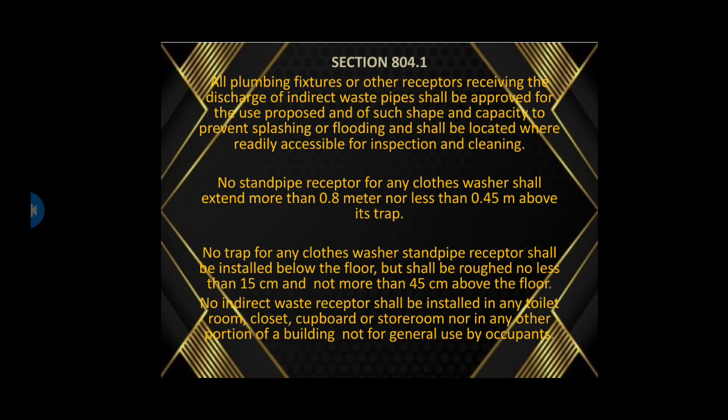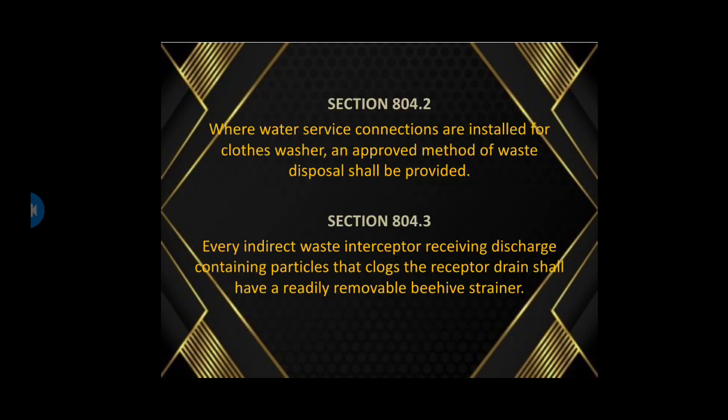No indirect waste receptor shall be installed in a toilet room, closet, cupboard, or storeroom, nor in any other portion of the building not for general use by occupants. Section 804.2. Where water service connections are installed for clothes washers, an approved method of waste disposal shall be provided. Section 804.3. Every indirect waste interceptor receiving discharge containing particles that clog the receptor drain shall have a readily removable beehive strainer.